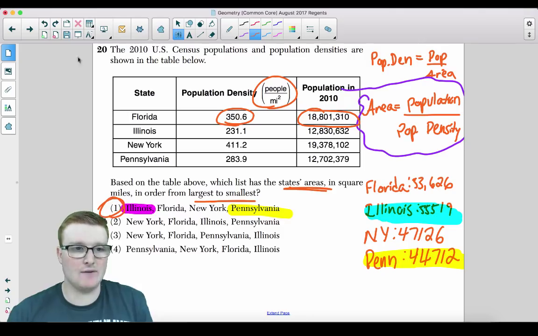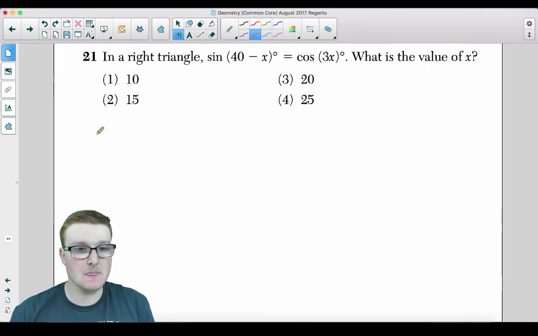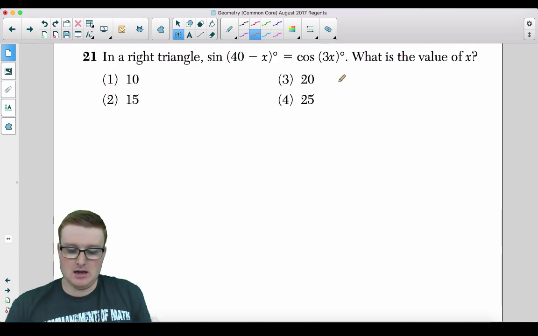That was certainly a tough question, folks. Choice 1's your answer. Number 21. In a right triangle, the sine of 40 minus x equals the cosine of 3x. What is the value of x?